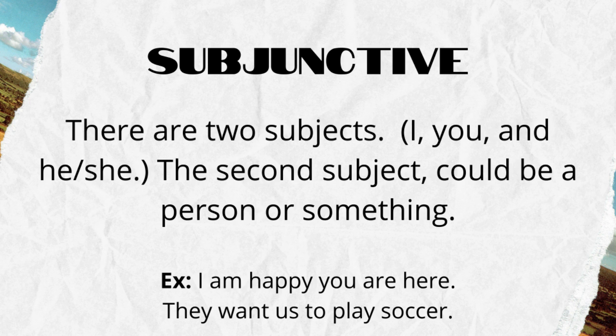The best thing that I can tell you to explain what the subjunctive is, is that we have two subjects in one given sentence or moment. Like I said, there are two subjects, and it could be an I or you or he, she. And then we have a second subject that can be a person or something. Here's a quick example. I am happy you are here. You have your first subject, I, and I am happy that you, the second subject, are here.